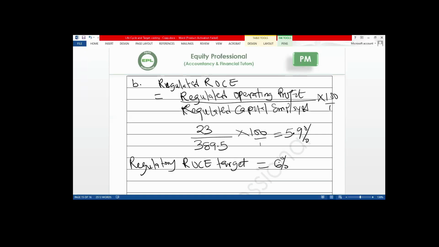You only have control over unregulated services. In this case, for the company to improve its performance, the company needs to focus more on unregulated services, which is the provision of meter services and repair contract services.